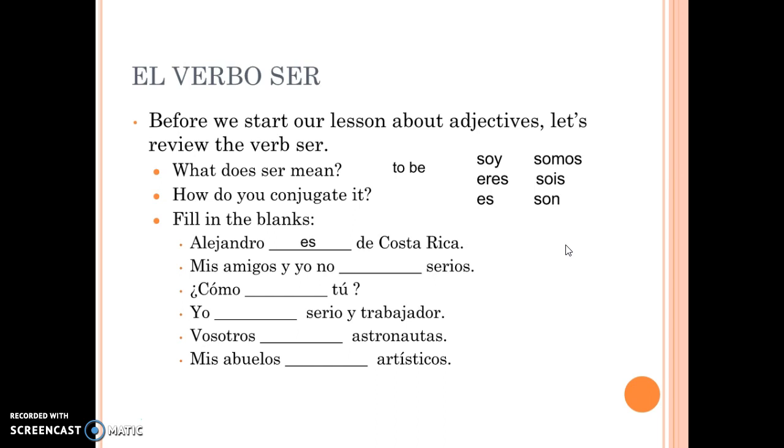Right, we have Alejandro es de Costa Rica. Mis amigos y yo no somos serios. ¿Cómo eres tú? Yo soy serio y trabajador. ¿Vosotros sois astronautas? Mis abuelos son artísticos.